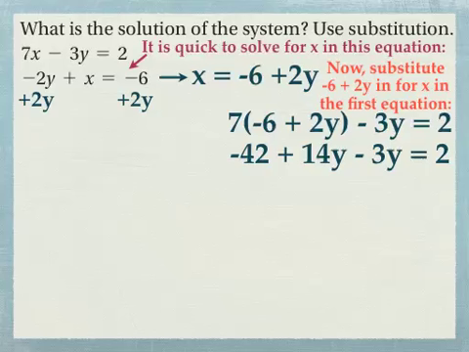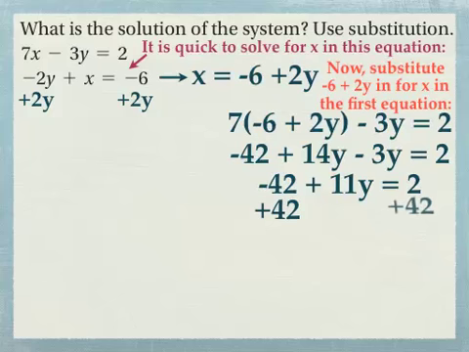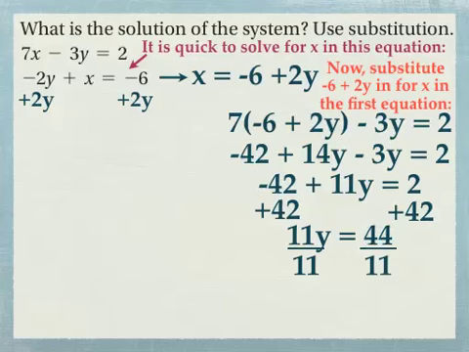Notice I have 14y and negative 3y on the same side. So I'm going to go ahead and do 14y minus 3y, which gives you 11y. So I have negative 42 plus 11y equals 2. I need to solve for y, so I'm going to add 42 to both sides, which gives me 11y equals 44. Now I need to divide both sides by 11, which gives me y equals 4.